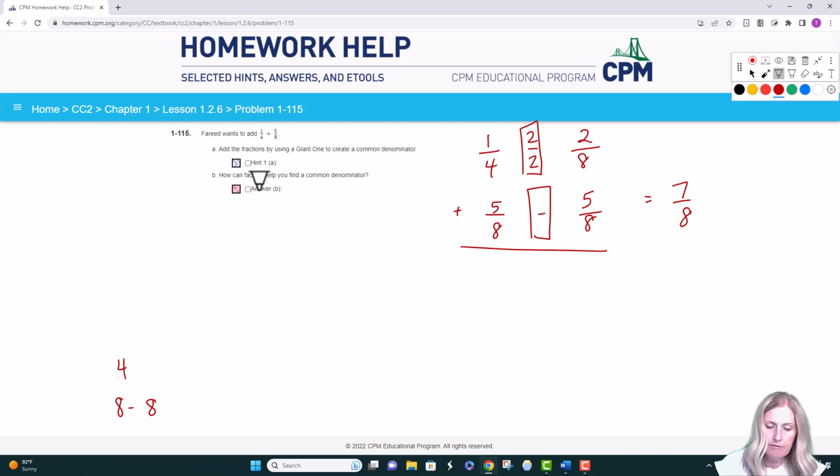B says, how can factors help you find a common denominator? Well, it just helped us down here because we knew that 4 was a factor of 8. So the moment we listed 8, we knew 4 is also a factor of 8. That didn't take us very long at all.